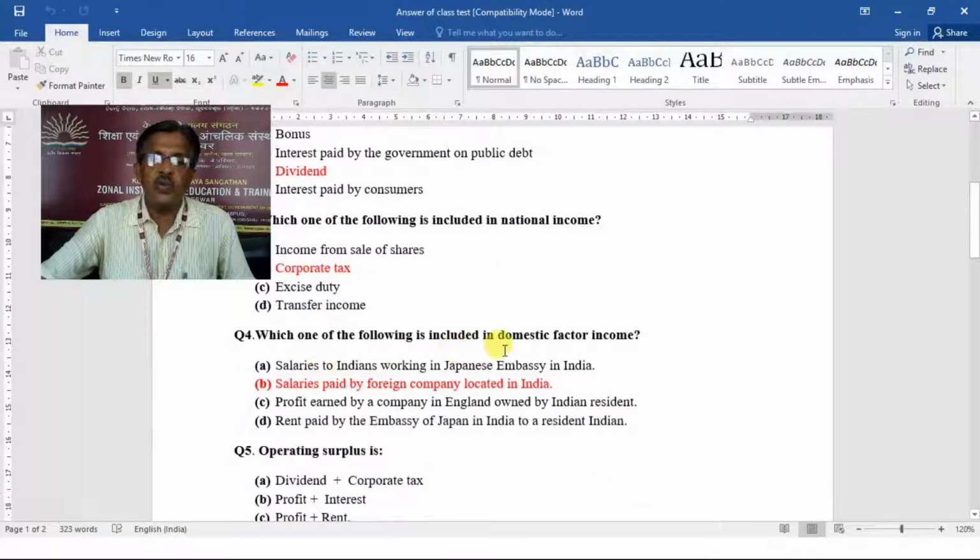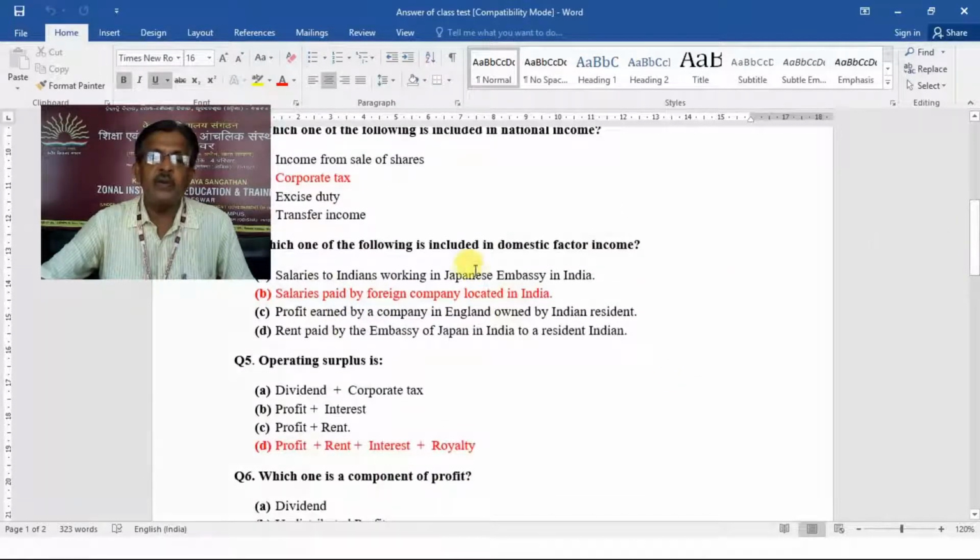Which one of the following is included in domestic factor income? Salary paid by foreign companies located in India is a part of domestic factor income. Already this was discussed in the domestic territory concept in earlier video lessons.